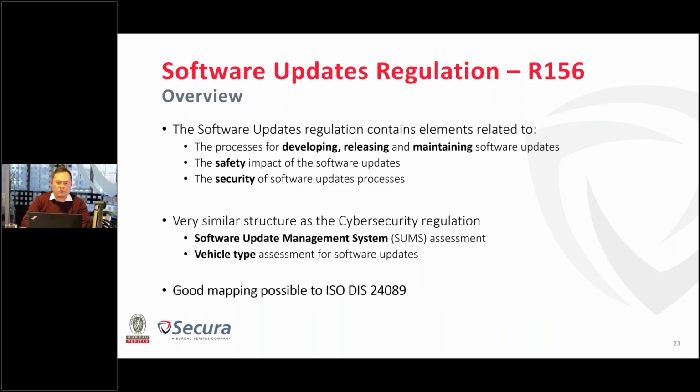In terms of the overview, we see a very good similarity because also R156 defines a process part. This time we are talking about an SUMS, Software Updates Management System. And again, it defines the vehicle type requirements. The SUMS will be linked to the processes and procedures behind the vehicle type architecture. And then the vehicle type requirements will be the more technical parts in which the OEM will have to demonstrate that the processes are applied in practice for the software updates architecture.